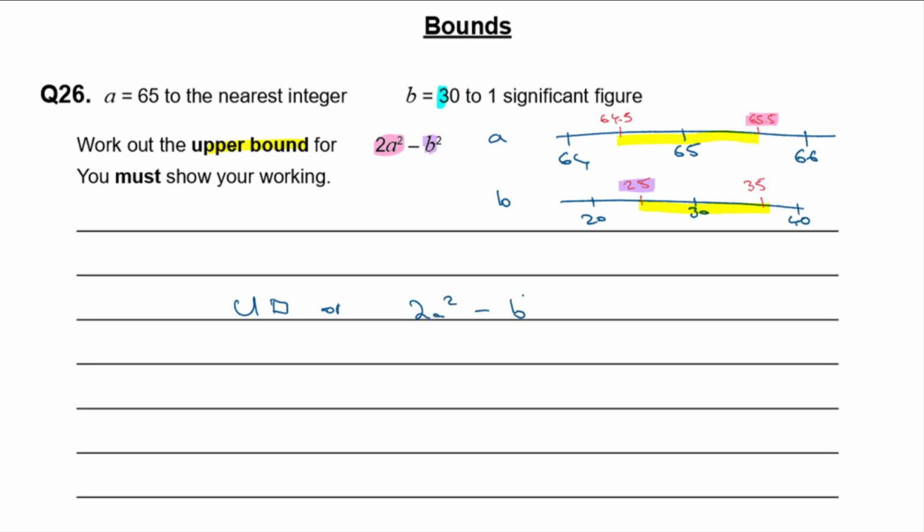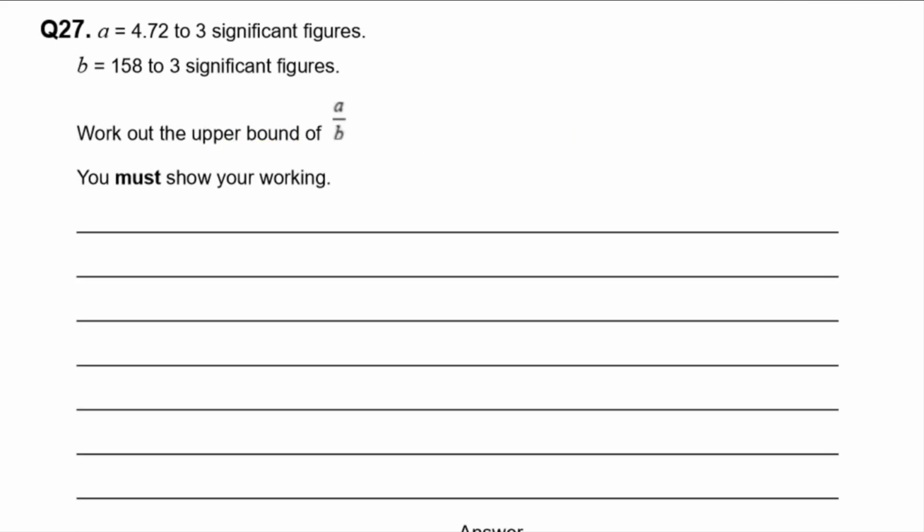Okay? So upper bound of 2a squared minus b squared is going to be big A, 2 lots of 65.5 all squared, minus little b, 25 squared. Okay, so that's what I'm going to get. So I need to work that out then. 2 times 65.5 squared minus 25 squared. Apparently that is 7955.5.